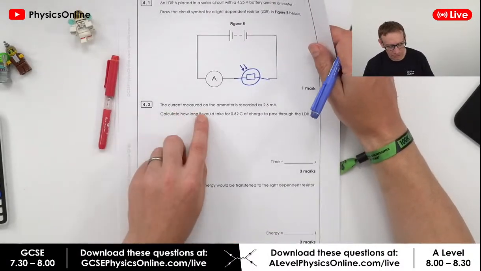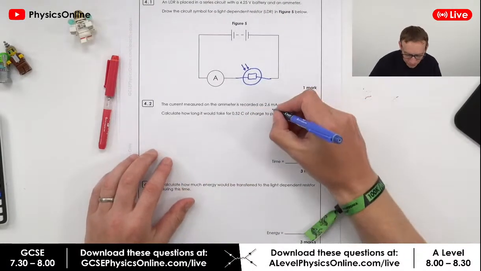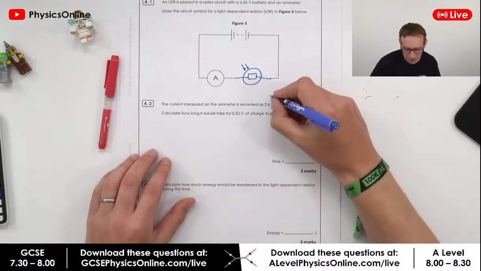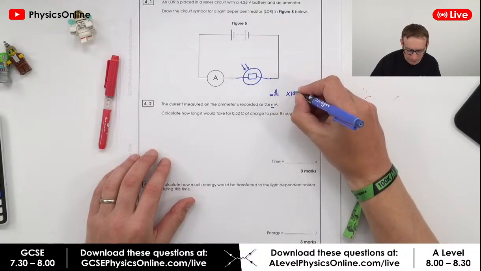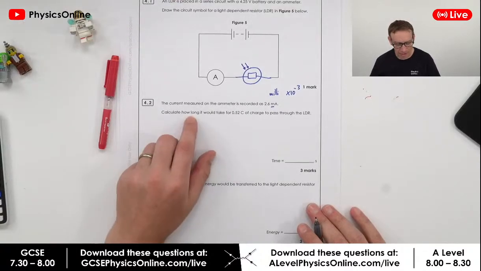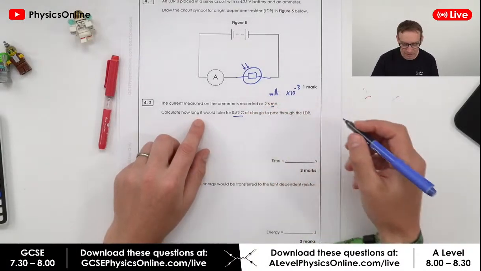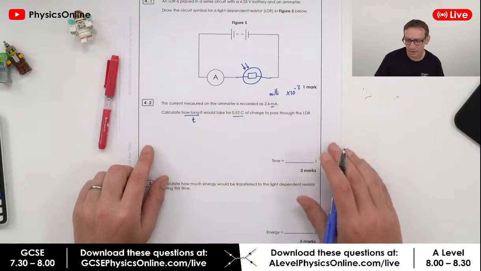Right. The current measured on the ammeter is recorded as 2.6 mA. So what we have here is the lowercase m, which represents a milli. So that's going to be times 10 to the minus 3, so 1,000th of something. How long would it take for this amount of charge to pass through? So how long is going to be our time?